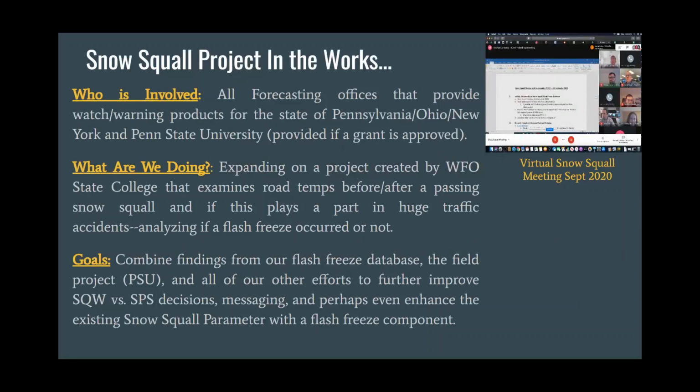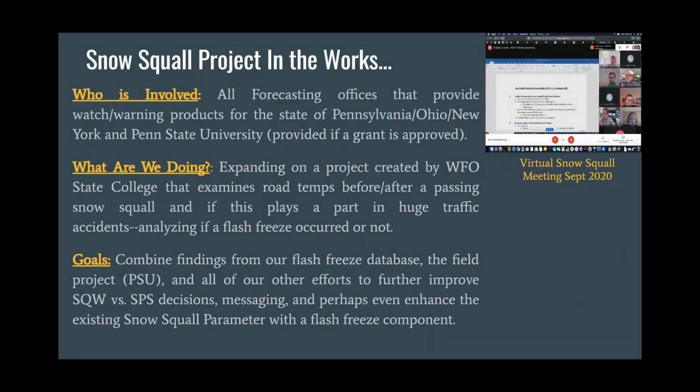So what we're doing is examining road temperatures before, during, and after a snow squall passes an observation. That's kind of hard to do because the road sensor is not always going to be right next to the snow squall. It might be a couple miles away, but we're trying our best to see this temperature drop that we think keeps happening with snow squalls. When it snows really hard and then you have this flash freeze, the temperature of the road prior to a snow squall could be pretty warm, above freezing by a couple degrees, but within minutes it can drop.